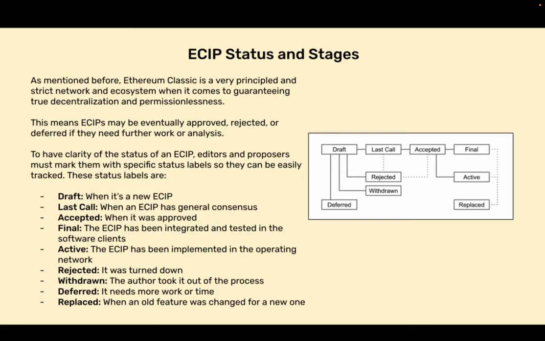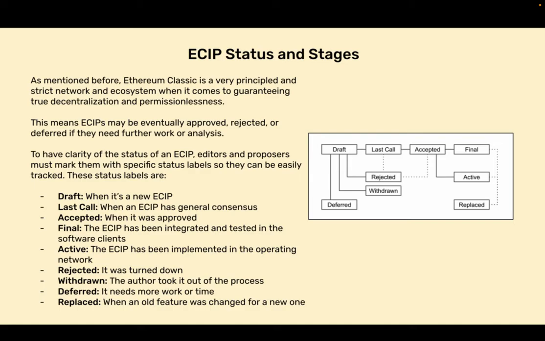ECIP status and changes. As mentioned before, Ethereum Classic is a very principled and strict network and ecosystem when it comes to guaranteeing true decentralization and permissionlessness. This means ECIPs may be eventually approved, rejected, or deferred if they need further work or analysis. To have clarity of the status of an ECIP, editors and proposers must mark them with specific status labels so they can be easily tracked.